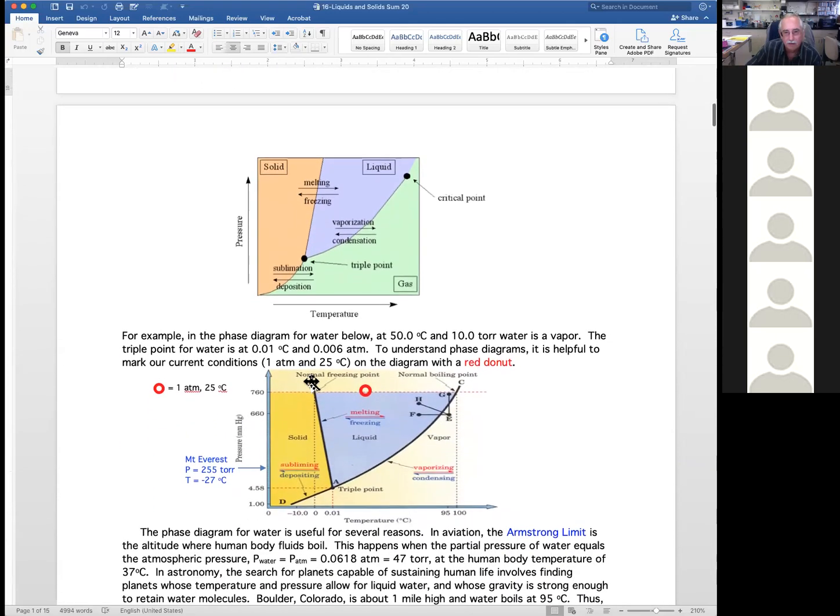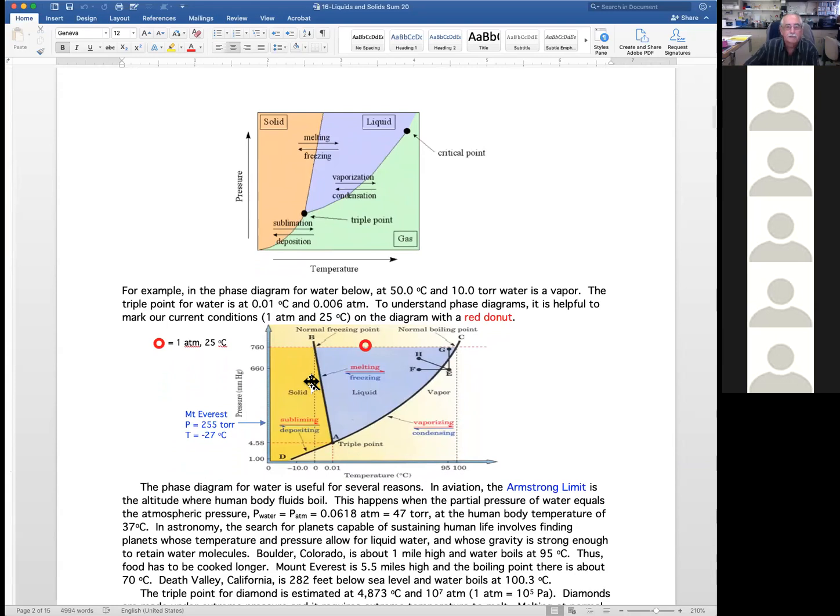And phase diagrams are kind of interesting. So here's a general one. So here's the gaseous state, here's the liquid state, here's the solid state. So you can see sublimation happens here, vaporization, condensation here, melting and freezing up here. And then we have a triple point. The triple point is the temperature and pressure where all three of the phases exist at the same time.